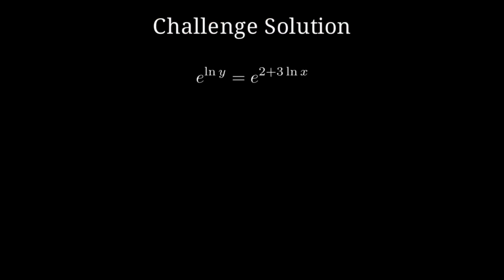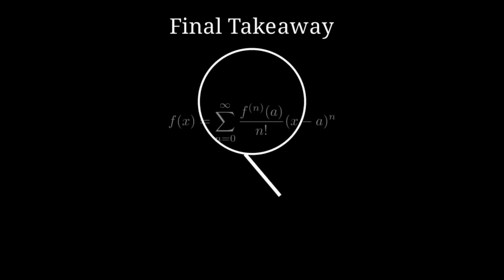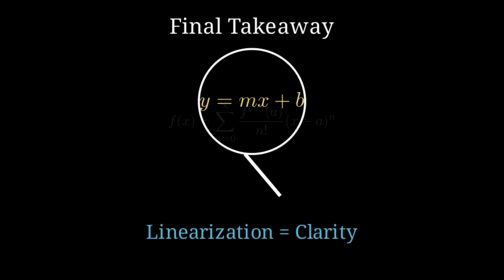The correct answer is B. The constant 2 becomes the exponent of e, and the coefficient 3 returns to the exponent of x. You've mastered the basics of logarithmic linearization. Linearization is a powerful tool that turns complex growth into clear, actionable data. Use it to simplify your multivariable models and unlock deeper insights.